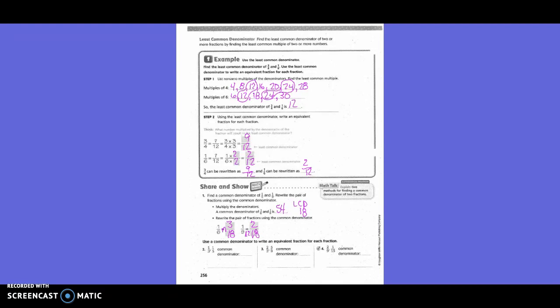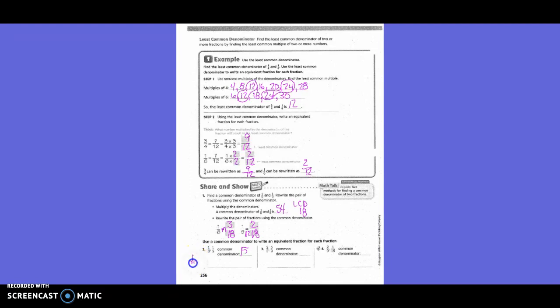Use a common denominator to write an equivalent fraction for each fraction. So 1/3 and 1/5. What is going to be our least common denominator? 15. And then I need to show a little bit of work.